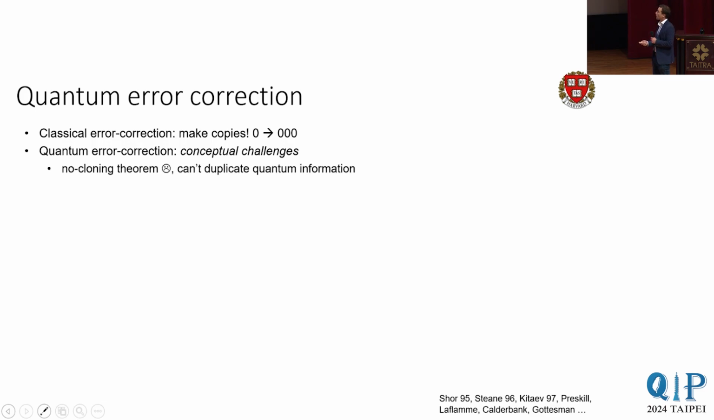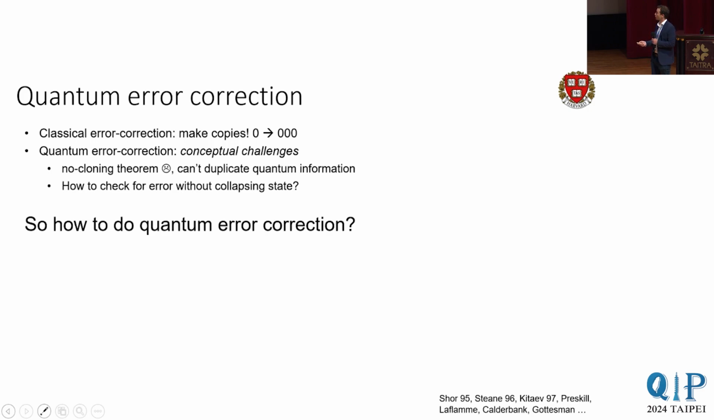correction. One is that we can't copy quantum information. There's the infamous no-cloning theorem. Another is that, if you want to check for errors, you have to wonder how to do that without actually measuring the qubit and collapsing its state. For these two reasons, people originally thought that quantum error correction was not even physically possible.